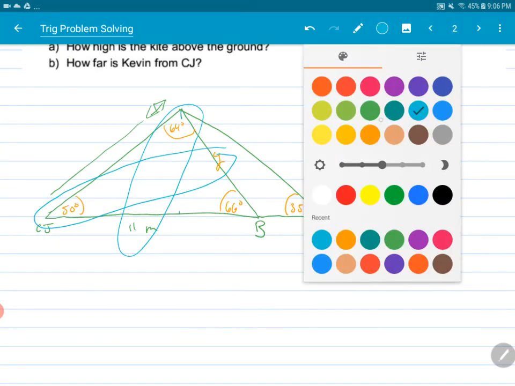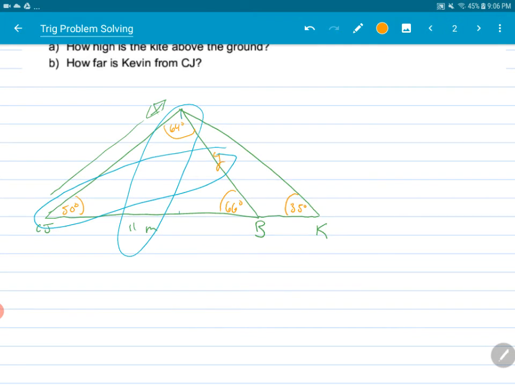So if we set it up, to find y, we would say y over sine 50 degrees is equal to 11 over sine 64. So putting those matching pairs together. Doesn't matter if you like it the other way around and you put sine 50 over y equals sine 64 over 11. You're totally fine doing that too. It doesn't matter.